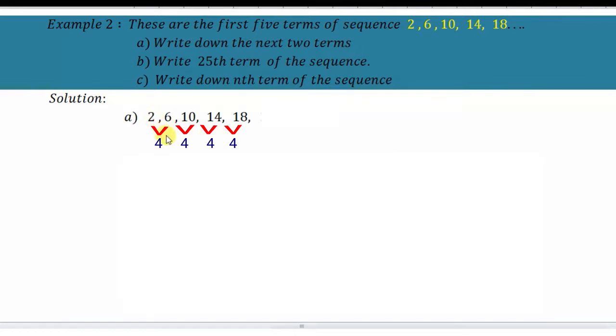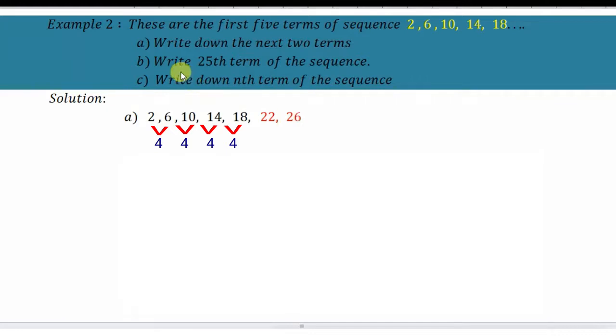So now 2 plus 4 is 6, 6 plus 4 is 10, 10 plus 4 is 14, 14 plus 4 is 18. And as we have to find the next 2 terms, we do not really need the formula. We can easily find it by adding 4. 18 plus 4 is 22, 22 plus 4 is 26. We need not go for the formula as we have to find the immediate next 2 terms. So these are the next 2 terms of the sequence.